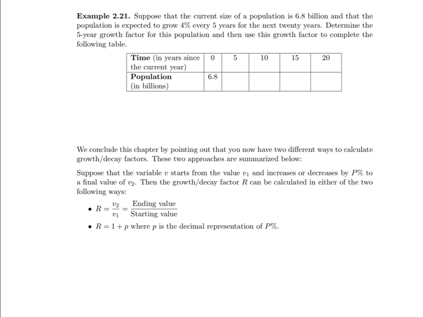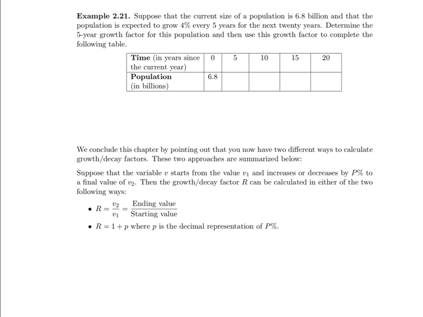Suppose that the current size of a population is 6.8 billion and that the population is expected to grow 4% every 5 years for the next 20 years. Determine the 5-year growth factor for this population and then use the growth factor to complete the following table. So the first thing we need to do is calculate a 5-year growth factor. We're told that every 5 years the population grows 4%.